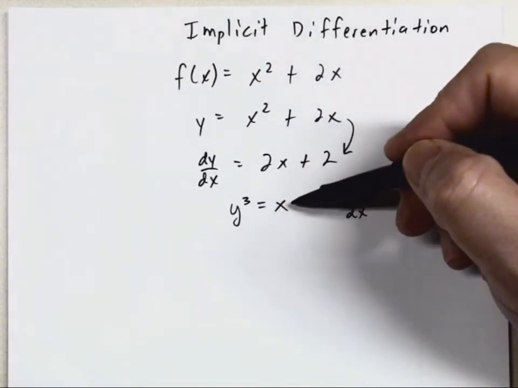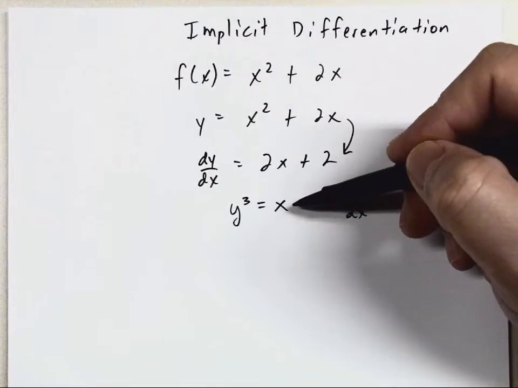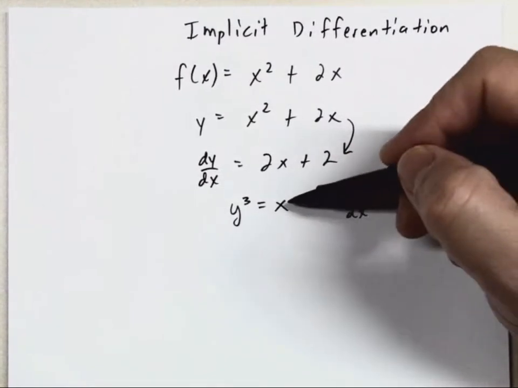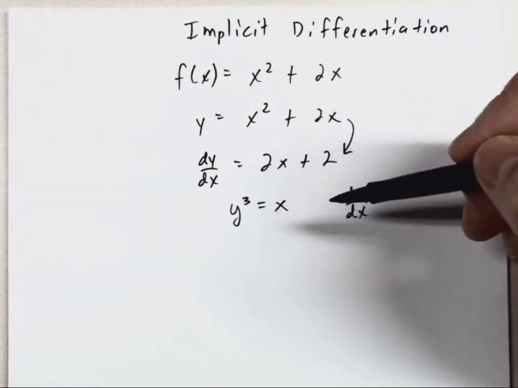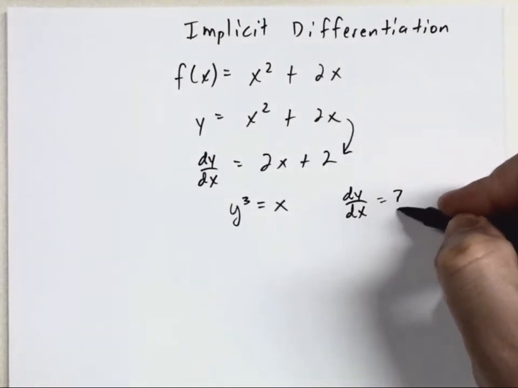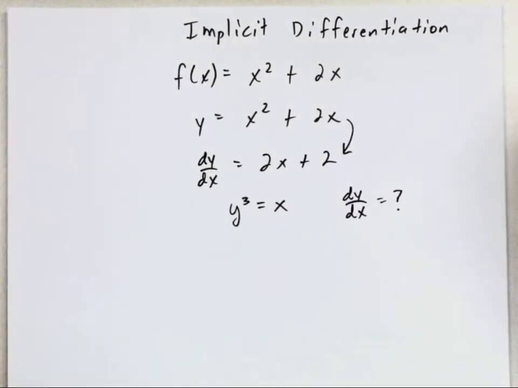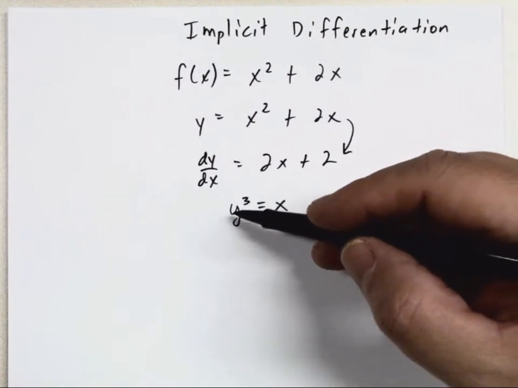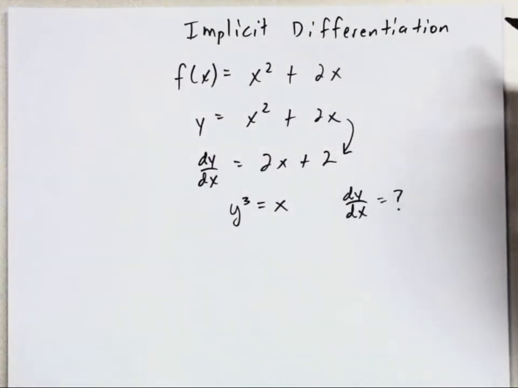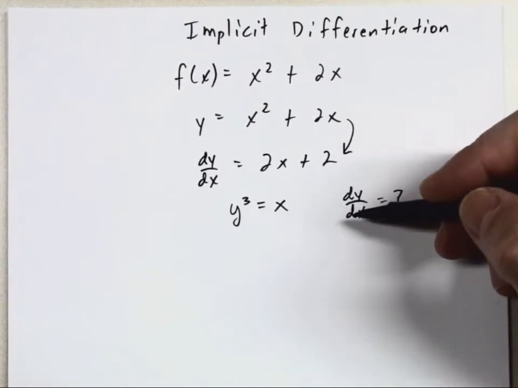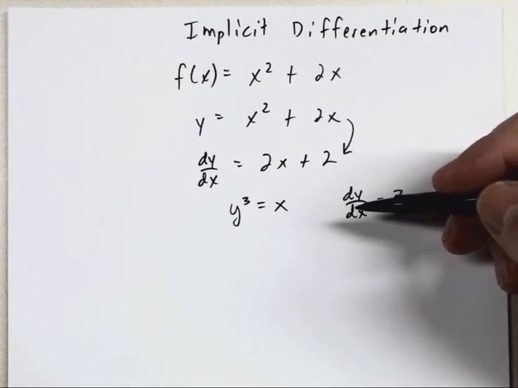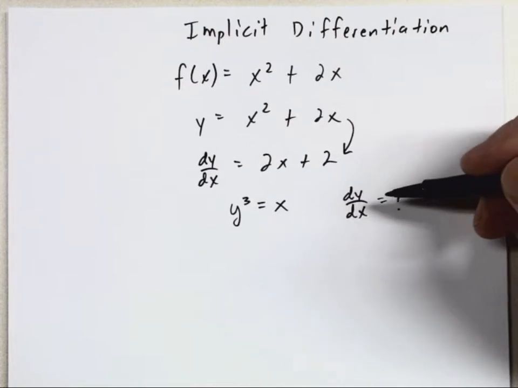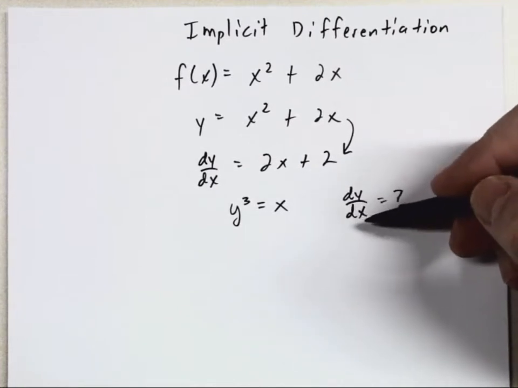Well, look here, this is something different. We don't have y equals some function of x, we have y cubed equals x. So the question is, how do we take the derivative of this when one side is not simply y, but we've got something else going on here? Implicit differentiation is really going to be all about, if we're given an equation with both x's and y's, how do we find the derivative of y with respect to x?